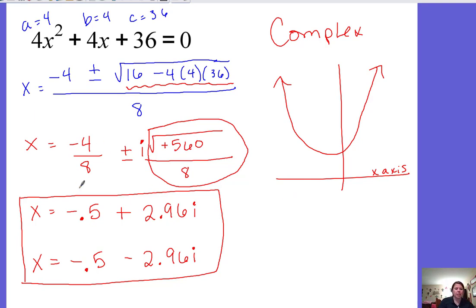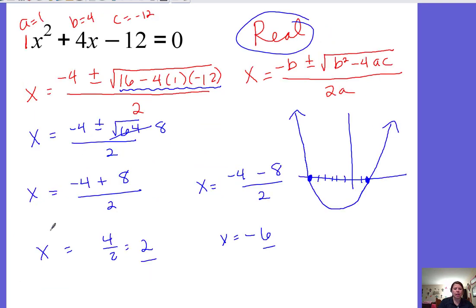So here we're going to split this always into the real part and the imaginary part to create our complex solutions. Here, we're going to leave everything as one fraction, simplify the top, and then divide. So hopefully that helps you distinguish between real and complex solutions.